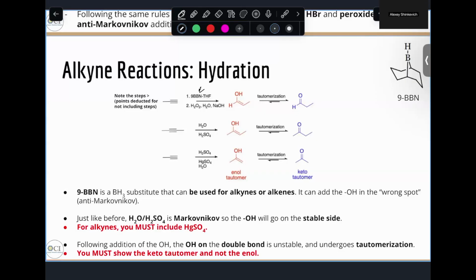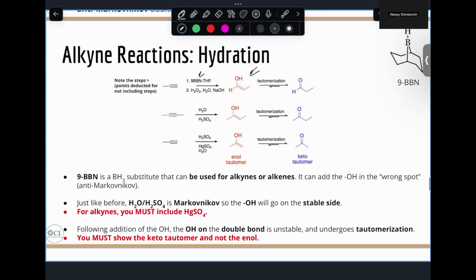So what this does is it forms this enolate. Is that enolate? Yes. It forms the enolate, but you can't stop there. It will never stop there. So it keeps going and forms the aldehyde in this case. Does that make sense? Basically what it does is you have the triple bond, you react it with this stuff, and it turns it into a double bond with an OH group on the less substituted side.